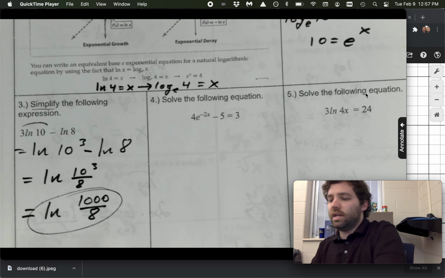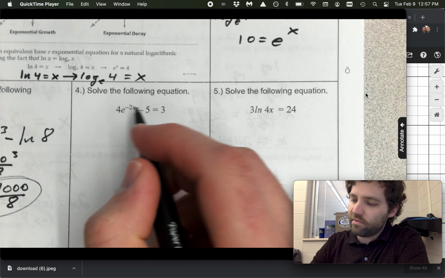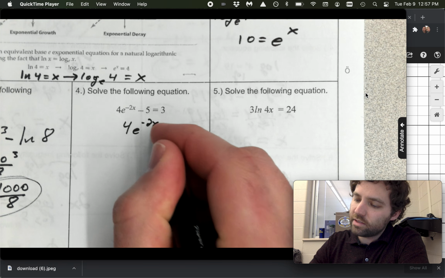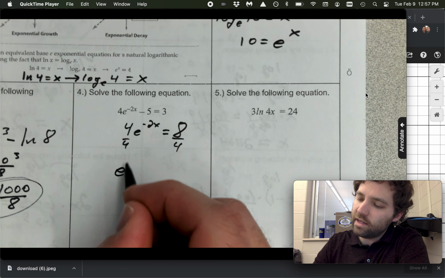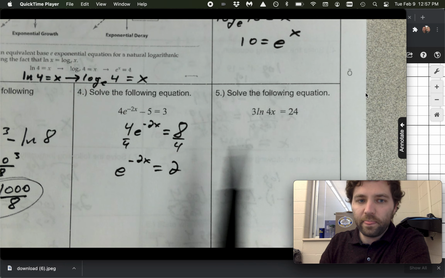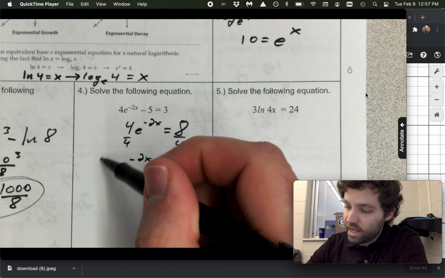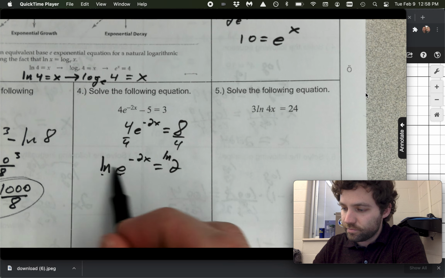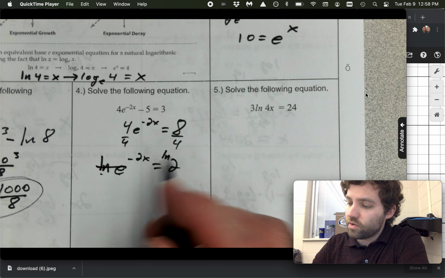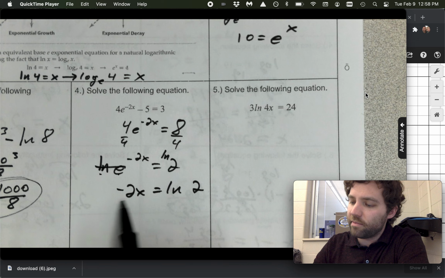Okay. Next, solve the following equation. Again, all the same methods that we've learned already apply to natural logarithms. So we're going to add 5 to both sides. So I get 4e to the negative 2x equals 8. Divide by 4. I get e to the negative 2x equals 2. Now at this point, I'm going to take the log base e of both sides. In other words, the natural log of both sides. These undo each other. They're inverses of each other. So I get negative 2x equals natural log of 2. All right? And then I'm going to divide both sides by negative 2.